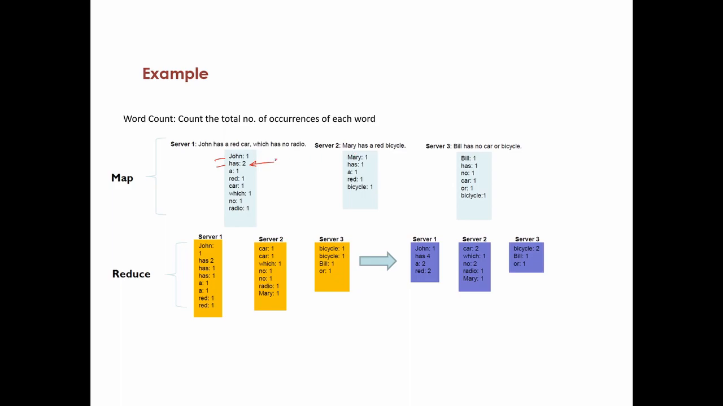But essentially this is server 1 output. This is the mapper output of server 1, this is the mapper output of server 2, and this is the mapper output of server 3.